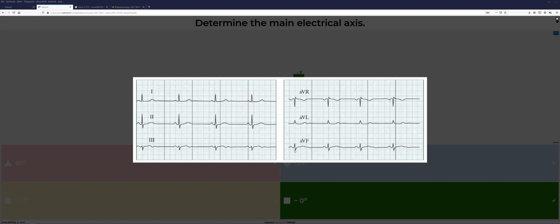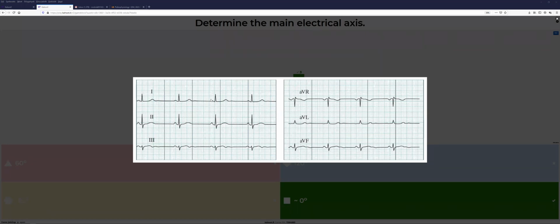Which is the AVF. Okay, AVF, and it has to be perpendicular to the AVF axis. AVF is looking at exactly the bottom, the diaphragm, which means 90 degrees. So the axis can be 0 or 180. Which lead should you look at? Lead number 1. If lead number 1 is positive, 0. If lead number 1 is negative, 180.